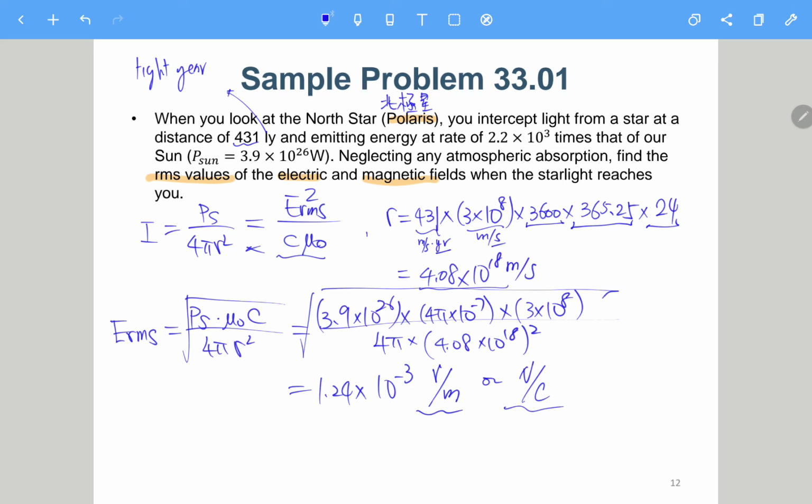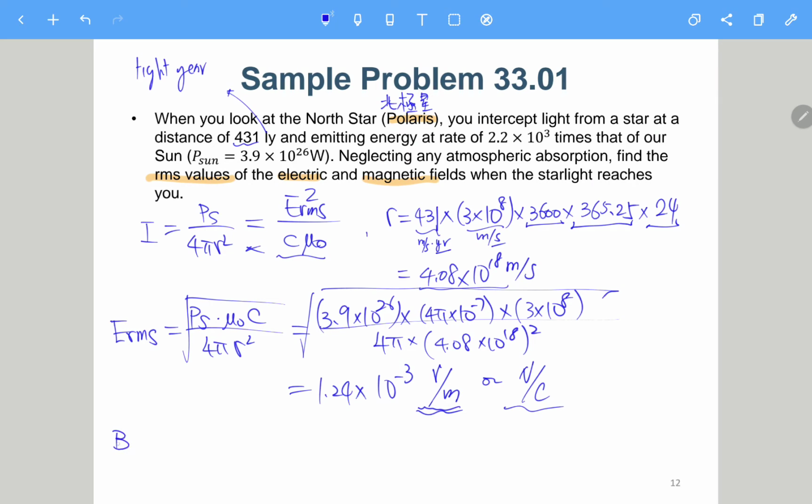Hope you still remember the SI unit for the ERMS. That's what you still need to know before the midterm exam. Definitely I will still ask you what the E field or the B field is, and you need to write out the correct SI unit.